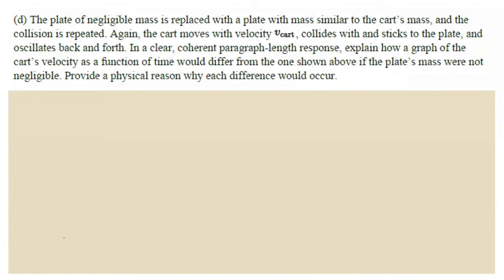All right, now part D of this question says the plate of negligible mass is replaced with a plate with mass similar to the cart's mass, and the collision is repeated. Then it says here, again, the cart moves with a velocity v cart, and so it collides with and sticks to the plate and oscillates back and forth. The question now says, in a clear, coherent, paragraph-length response, explain how a graph of the cart's velocity as a function of time would differ from the one shown above if the plate's mass were not negligible. Provide a physical reason why each difference would occur.